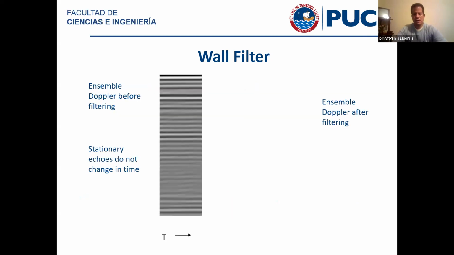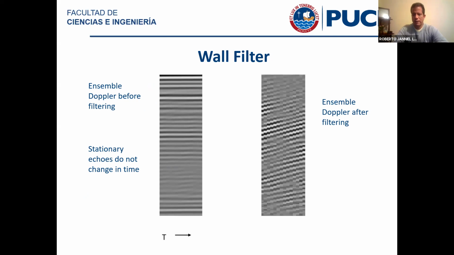So for example, in here, this is an ensemble Doppler, part of the signal before doing any type of filtering. And you can see that there's a strong presence of stationary echoes. You see some variations in there, especially when you're going down towards the bottom, it's not like everything is constant horizontally. But to a very large extent, it kind of looks like it. So you actually do the wall filtering and this is what you get.